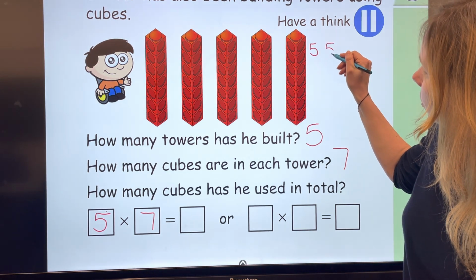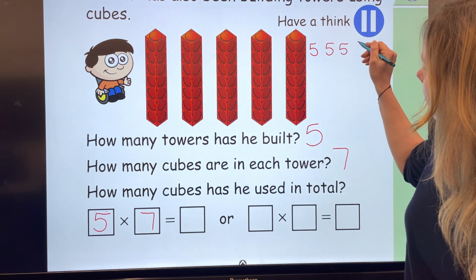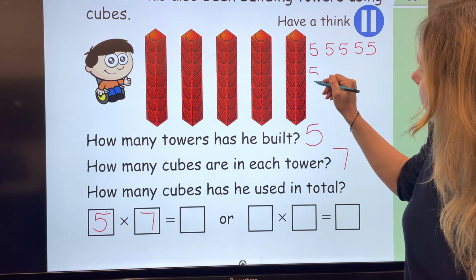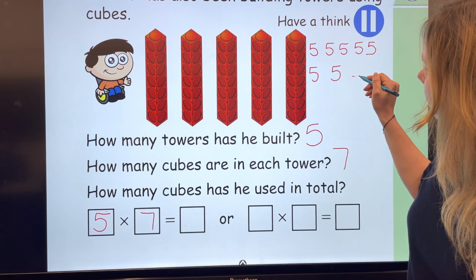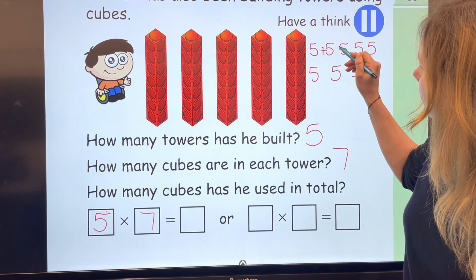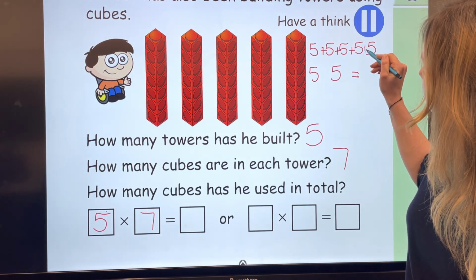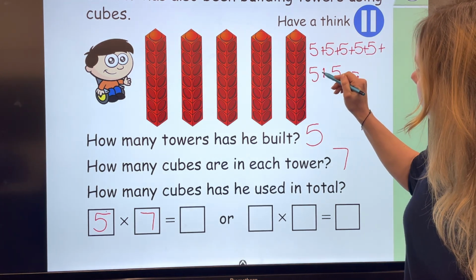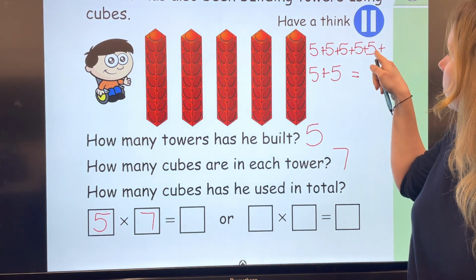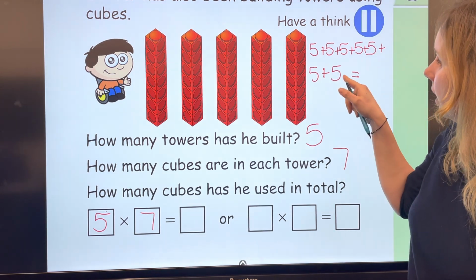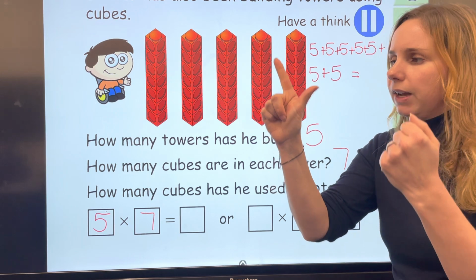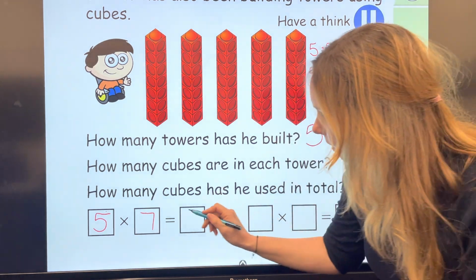1, 2, 3, 4, 5, 6, 7. There's my 7 lots of 5s. And put my add symbol in between. So I can now count in 5s. 5, 10, 15, 20, 25, 30, 35. And I could check that on my fingers. 5, 10, 15, 20, 25, 30, 35.